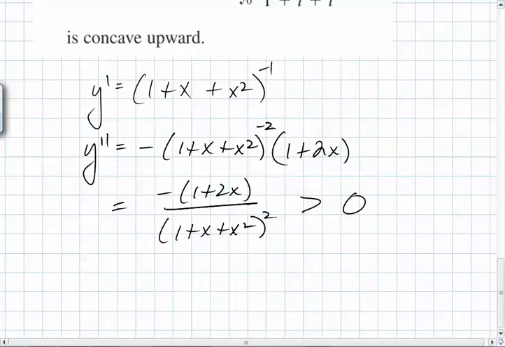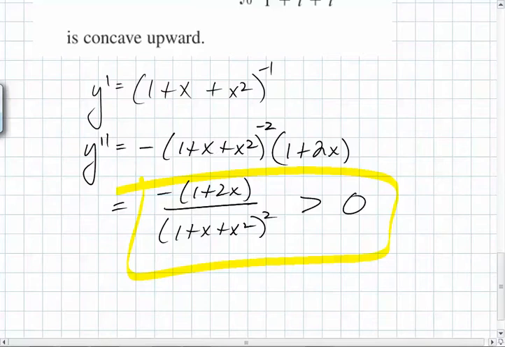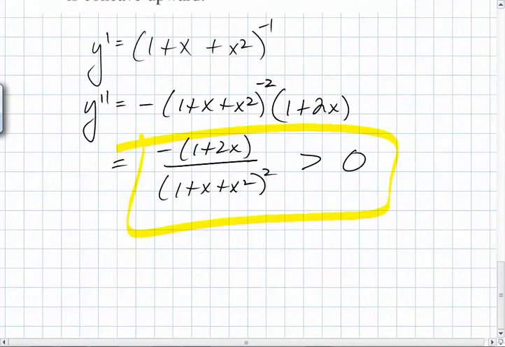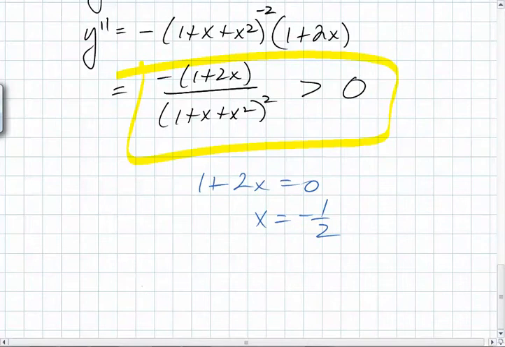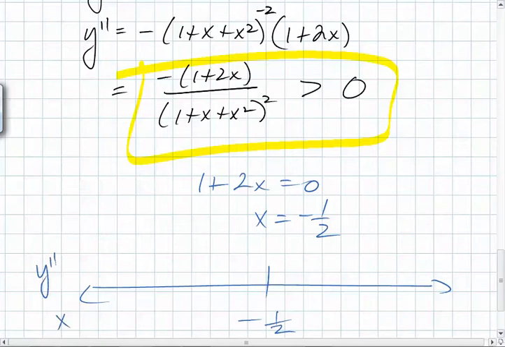We want to know when it's positive, right? And you're getting to my next question, which is what are you really looking for now? Where it's 0, and then you test the intervals. What's the only way to make a fraction equal 0? The numerator, right? So 1 plus 2x has to be 0, so x has to be negative a half. What's the second derivative when x is negative a half? 0.